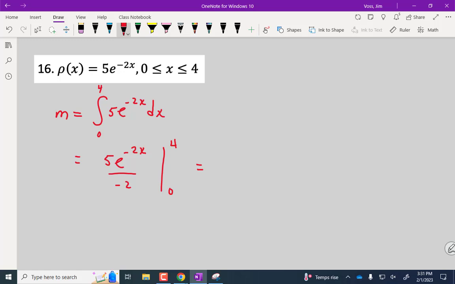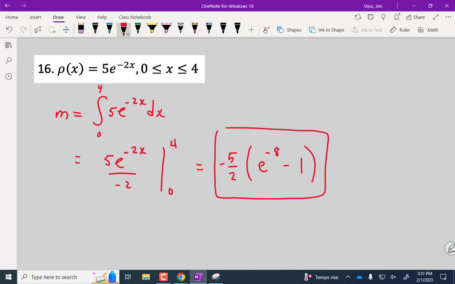Plug in the 4. Let's put this coefficient out in front and just do the e part as our antiderivative. So that's going to be e to the -8 minus e to the 0, which is 1. That is our mass. And that clearly is a positive number because mass can't be negative. Correct? Everyone agree that's a positive number?